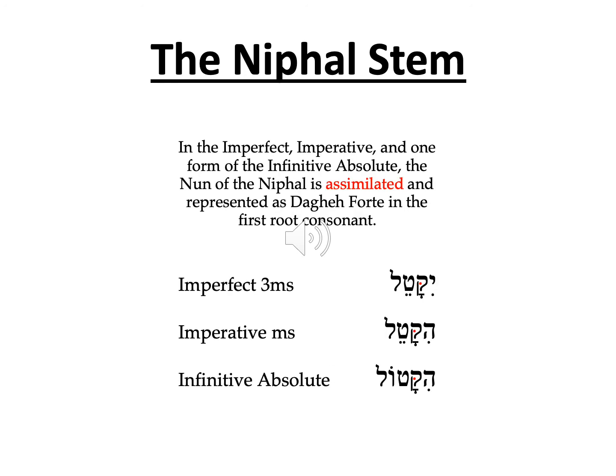In certain forms of the Niphal stem, including the imperfect, the imperative, and one form of the infinitive absolute, the nun of the Niphal is not actually written. Instead, it is represented by a dagesh in the first root letter. Of course, as we have already discussed, the dagesh in the first root letter is not actually the nun. It is that first root letter that is doubled, so as to maintain the short hirik vowel under the preformative. This allows that first syllable to be a closed syllable, therefore keeping the short vowel. However, for the sake of memory, it's often easier to think of that dagesh as being the nun. That way you remember that this is still a Niphal and not a Kal.